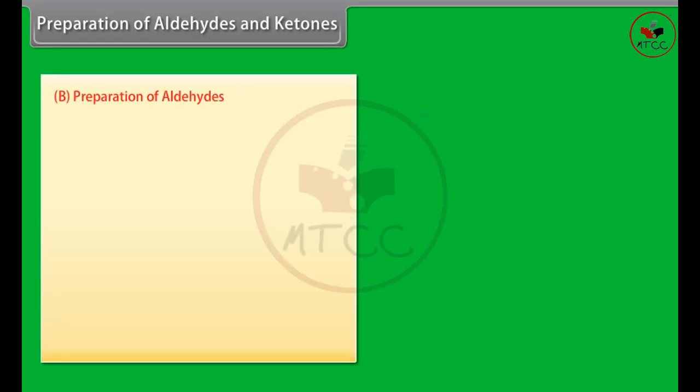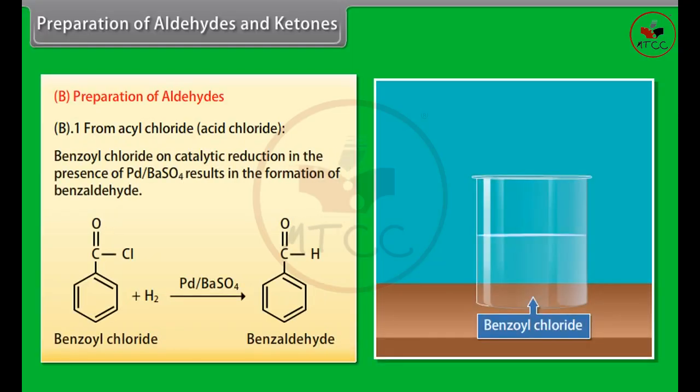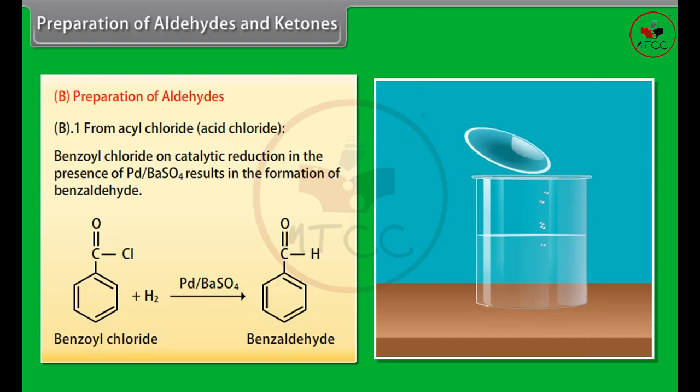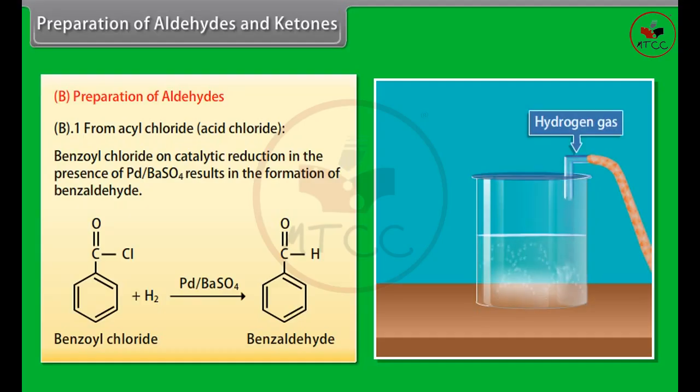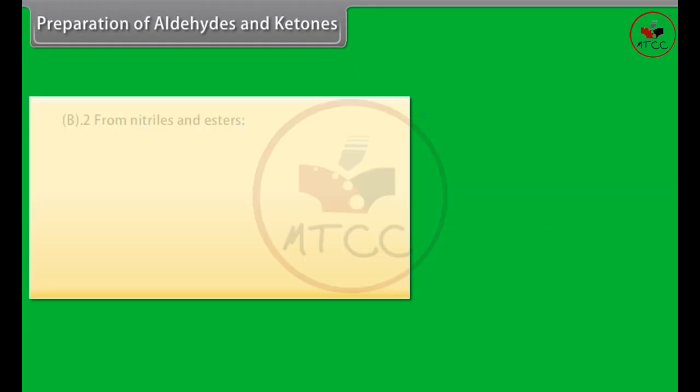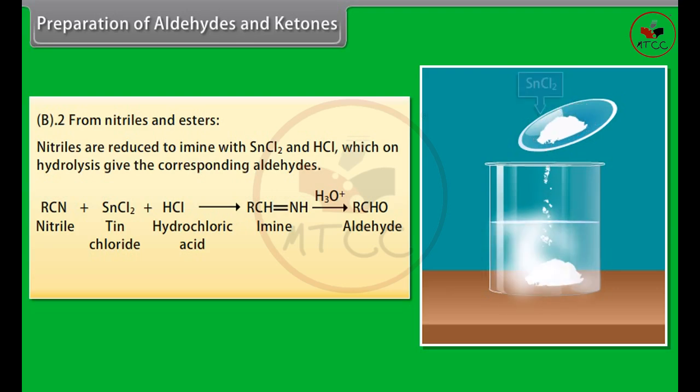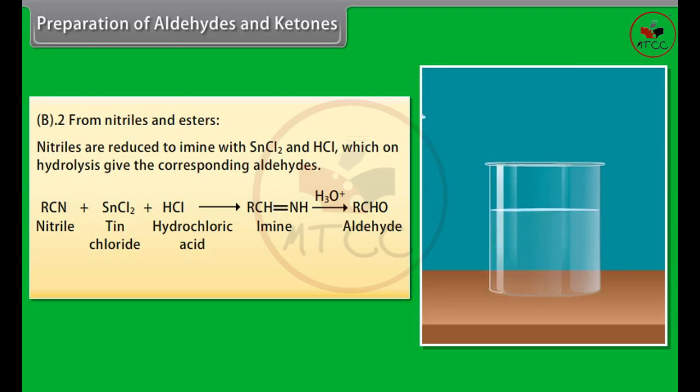Preparation of aldehydes. From acyl chloride, acid chloride. Benzoyl chloride on catalytic reduction in the presence of palladium on barium sulfate results in the formation of benzaldehyde. From nitriles and esters. Nitriles are reduced to imine with tin chloride and hydrochloric acid, which on hydrolysis give the corresponding aldehydes. This reaction is called Stephen reaction.